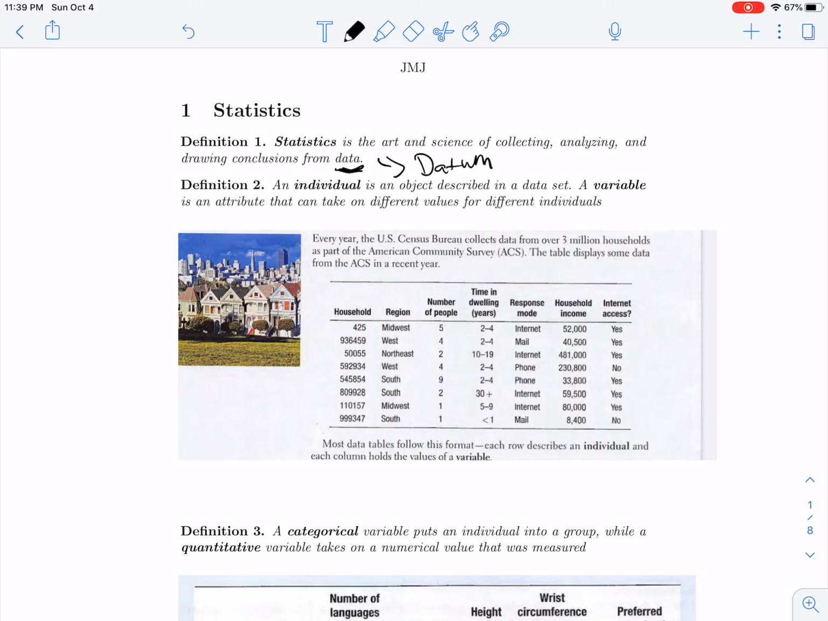An individual is an object described by the data set, and a variable is an attribute that can take on different values for different individuals. So anytime we're doing some kind of statistics, we're trying to study something. The thing we're trying to study is the individuals, and the aspect of the thing we're trying to study is the variables. So again, using our election as an example, we're trying to study how the vote is going to go. So we tend to think of our individuals as voters and the variables as who they're going to vote for.